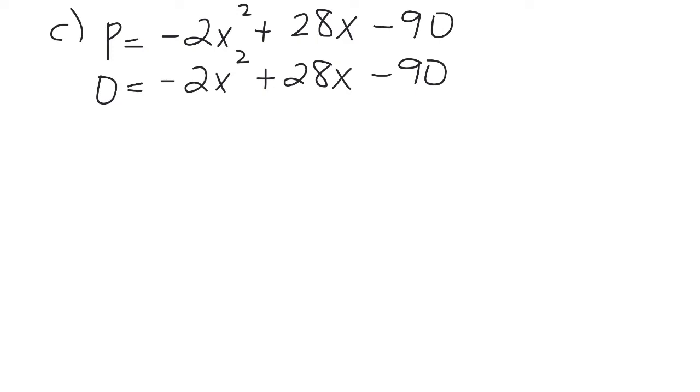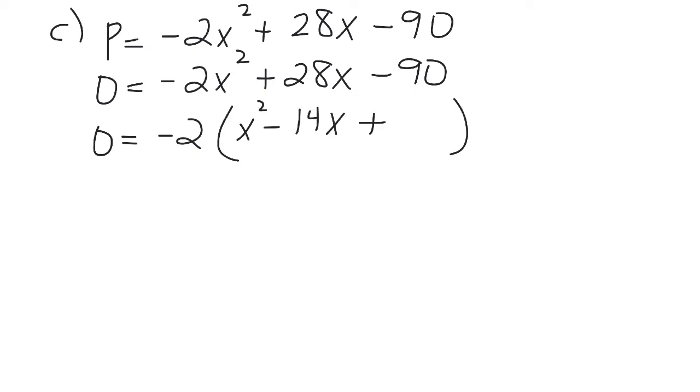So the first thing we should always check for is, is there a common factor that we can pull from the equation? So there is a common factor of negative 2. So I'm going to divide all of the terms in my equation by negative 2, which is going to leave me with x squared minus 14x plus 45. I then want to check if this trinomial can be factored even further.